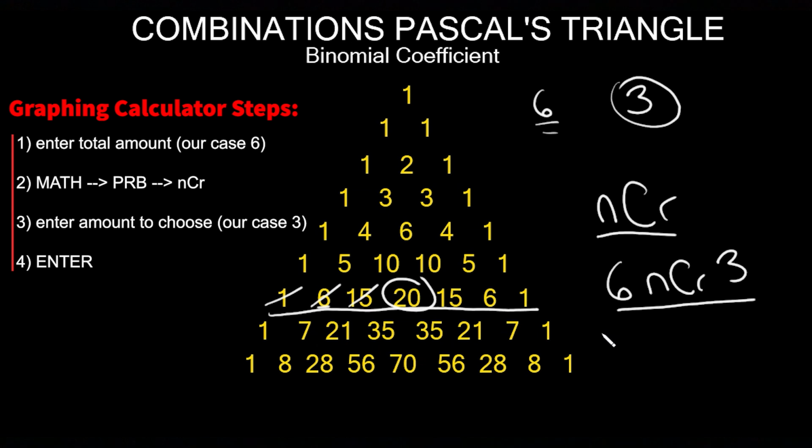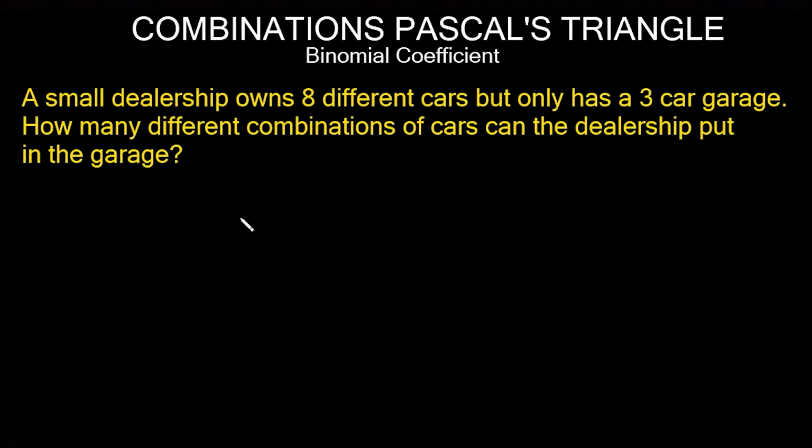So why don't we go ahead and look at the next example. So here's our next example, and it says the following. A small dealership owns 8 different cars, but only has a 3-car garage. How many different combinations of cars can the dealership put in the garage? So again, very simple. Just look for your total. I can see that it's going to be 8. So I'm going to go ahead and underline that. 8 is my total. What am I choosing, or what am I picking? Well, I'm going to pick 3, okay? And again, that 3 is right here.